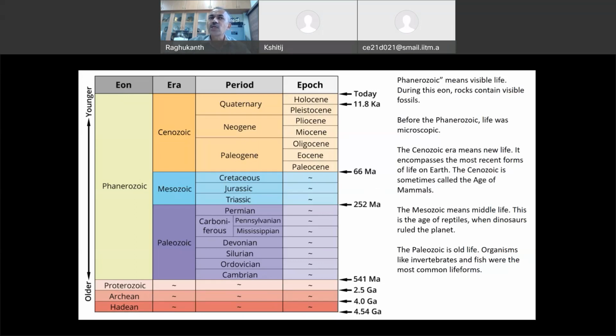So like that, all the boundaries of our geological time scale mark something significant which happened at that point in time, like the Phanerozoic eon. From the Proterozoic to the Phanerozoic, life was microscopic. Cenozoic means the new life. They have borrowed some Greek names. So now all of us are living in the Cenozoic era, the Quaternary period, and the Holocene epoch itself.